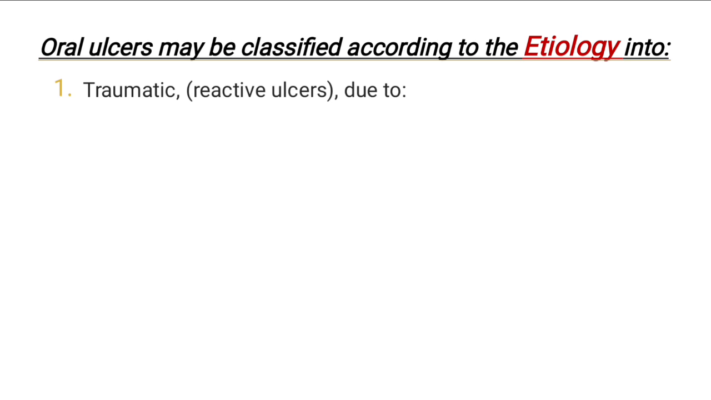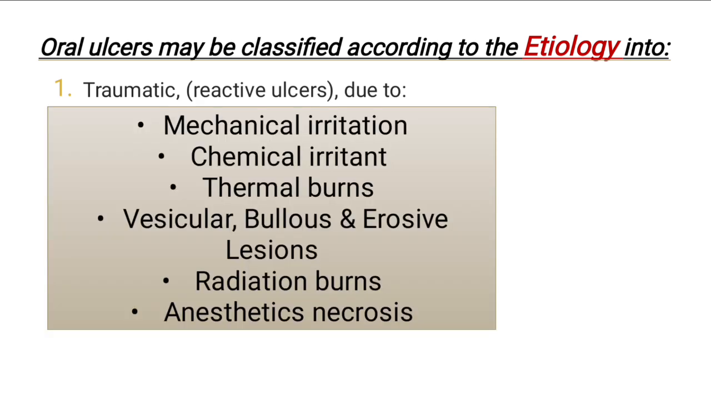The first etiology is traumatic, also known as reactive ulcers. It could occur due to mechanical irritation, chemical irritation, thermal burn, in addition to vesiculobullous and erosive lesions. Why is this mentioned here? Because a bulla will be traumatized and then rupture into an ulcer. Also radiation burns and anesthetic necrosis, due to hard or traumatic injection of the anesthesia solution into the oral mucosa. So the first cause is traumatic or reactive ulcers.